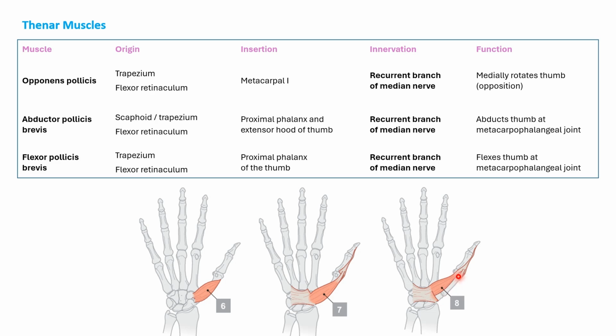This joint, metacarpophalangeal joint. Again, all thenar muscles are innervated by a common nerve. It is recurrent branch of median nerve. And opponens pollicis function is medial rotation of thumb or opposition of thumb. Abductor pollicis brevis function is abduct thumb at metacarpophalangeal joint. And flexor pollicis brevis function is flexes thumb at metacarpophalangeal joint.